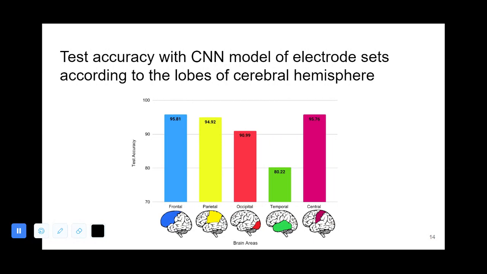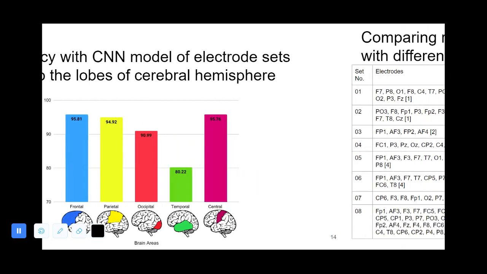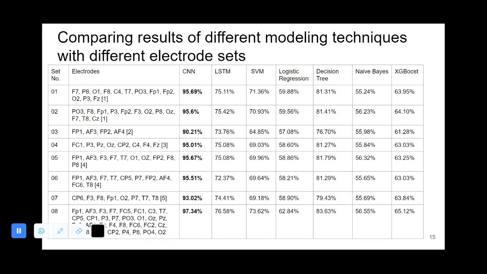Here we have plotted the test accuracy with the CNN model of electrode sets according to the lobes of the cerebral hemisphere from the previous table. The frontal lobe electrode set got the best accuracy. Following that, the central, parietal, and occipital lobes got the second, third, and fourth highest accuracy respectively. So now that we know which part of the brain is most responsible for emotion, we attempted to find the most optimal electrode set proposed in different publications.